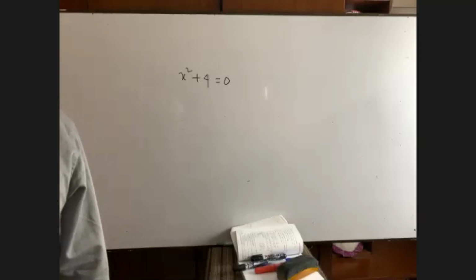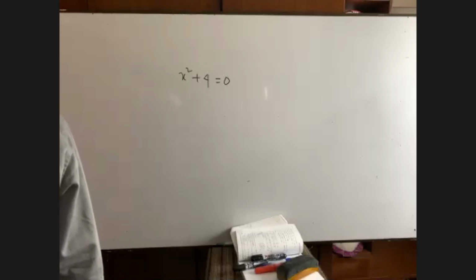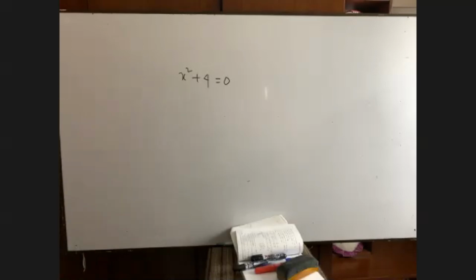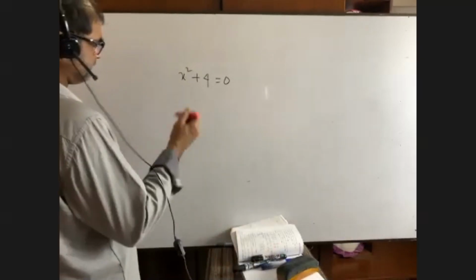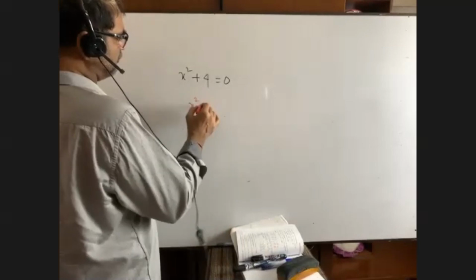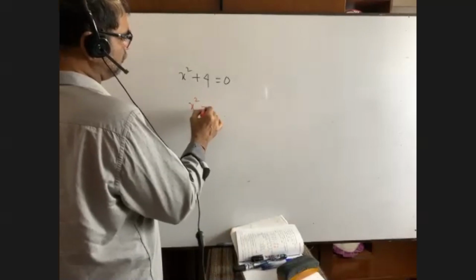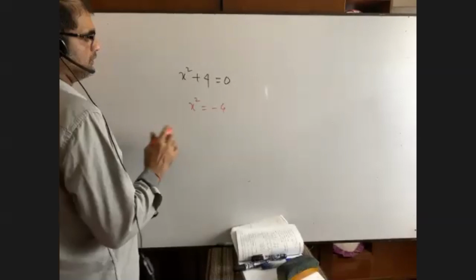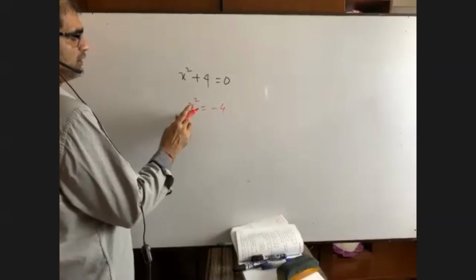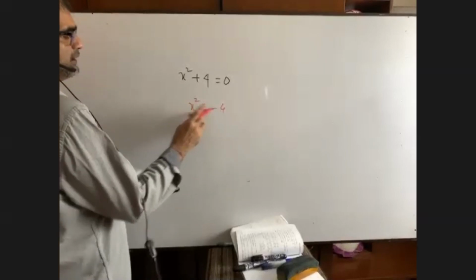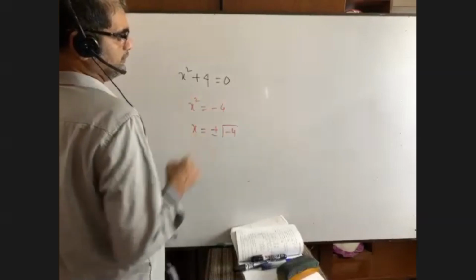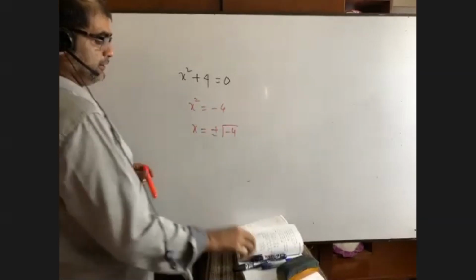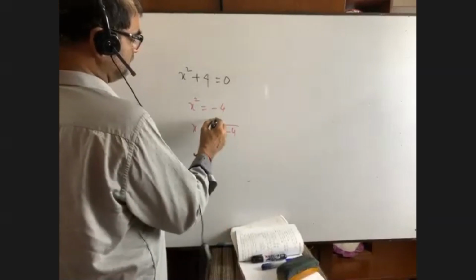Sir, what answer? The value of x. Sir, it is an unreal number. Root over minus, undefined maybe. So we are getting x square equals minus 4. No square number can be negative. Hence we are getting x equal to plus minus root over minus 4. Can you please let me know what is the value of this?